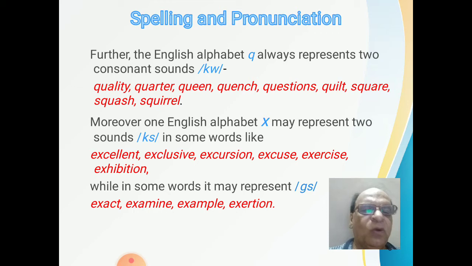Moreover, one English alphabet, X, may represent two sounds. Sometimes it represents K and S. Look at these words. Excellent, E, K, and then S. Excellent.